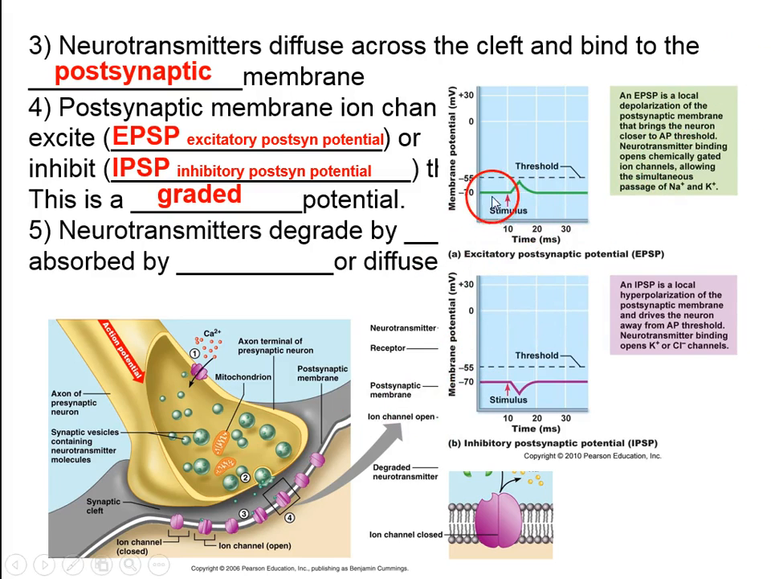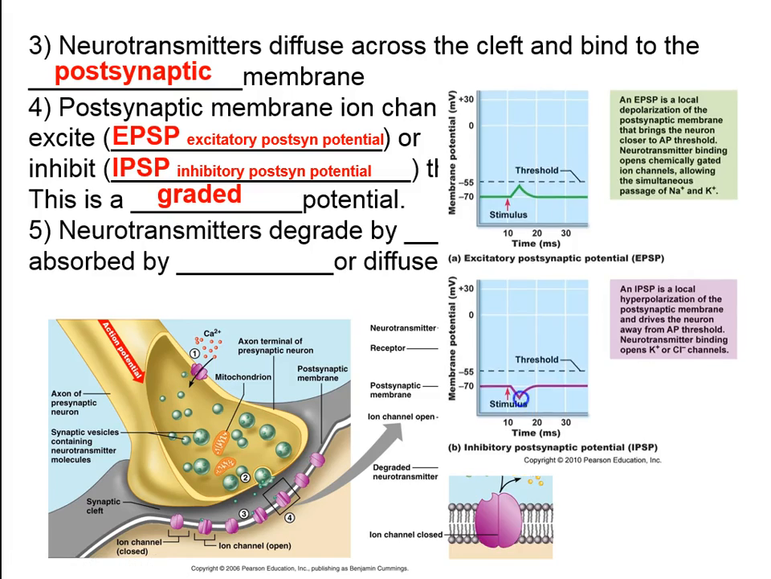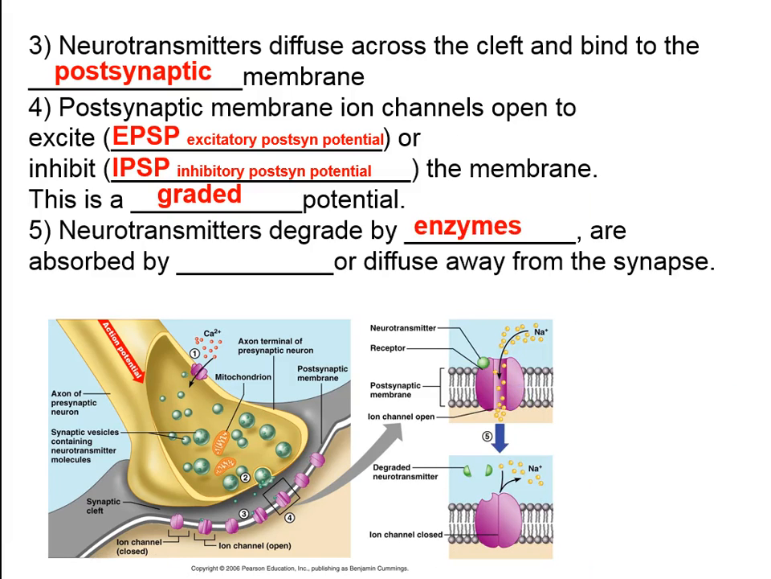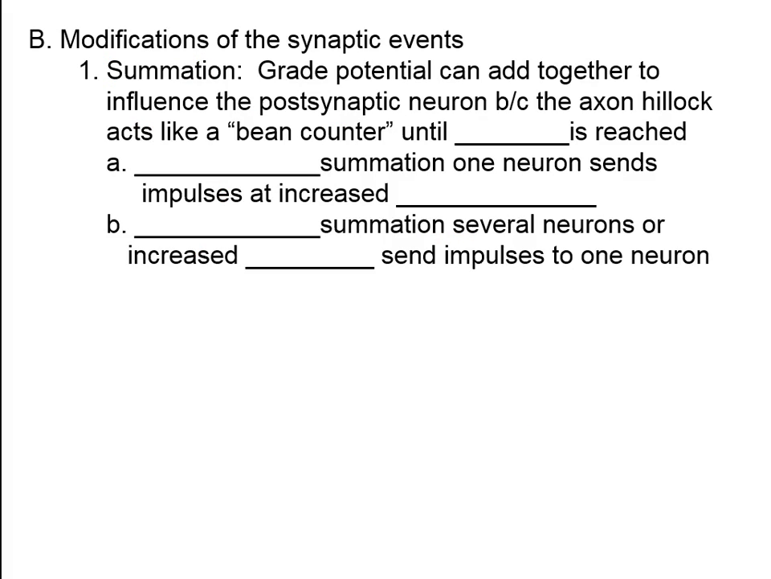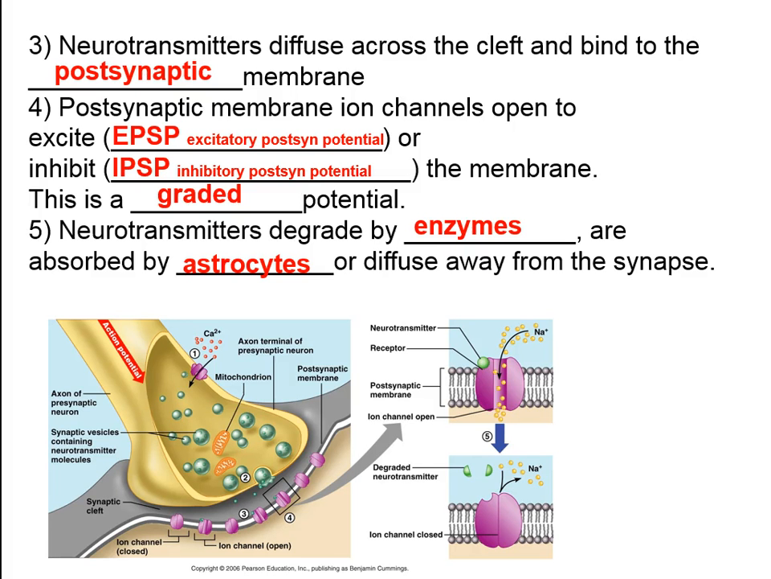So here is one showing this one is an excitatory postsynaptic potential, where the stimulus causes it to go towards threshold. This is an inhibitory postsynaptic potential, where it causes it to go further away from threshold. So neurotransmitters degrade by enzymes, from diffusing away from the synapse, or by astrocytes absorbing them. Remember, an astrocyte is a neuroglial cell found in the central nervous system.